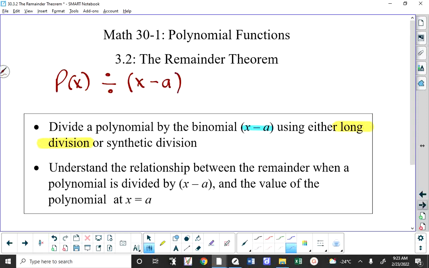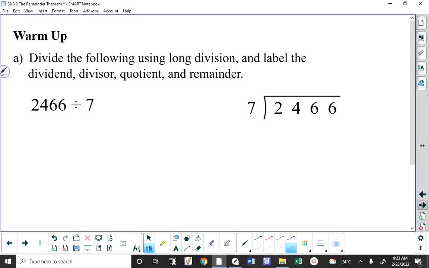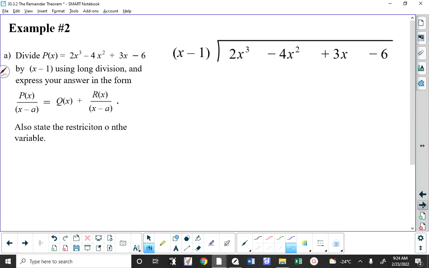So, I can show you quickly an illustration here of what I'm talking about. We'll get to the specifics of the lesson in a second. But for example, this polynomial 2x cubed minus 4x squared plus 3x minus 6 is going to be divided by x minus 1. So it's a polynomial, and we're dividing by a binomial.